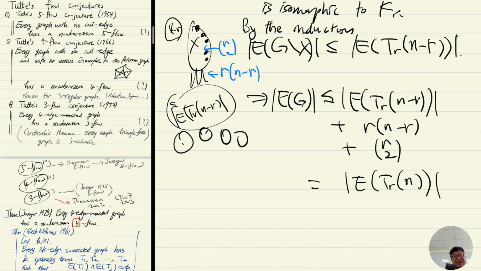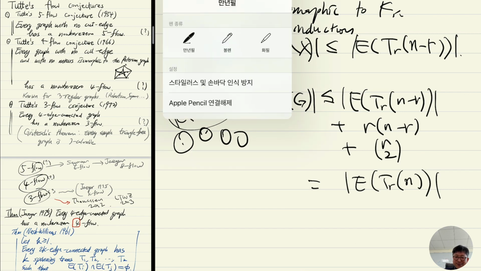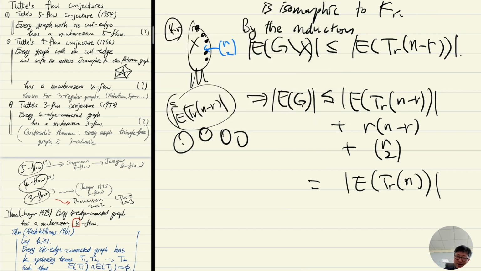Actually, I was cheating. So where did I cheat? Maybe I didn't think carefully. So here's the place. Let me see why it works. Now, why is this true?